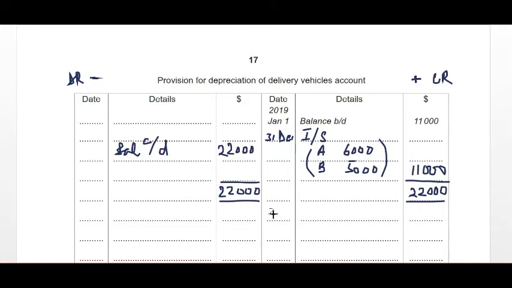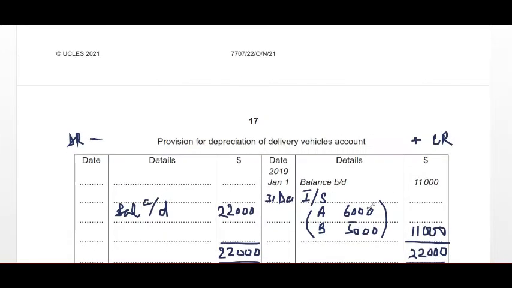Now remember, in 2020 they were selling off motor vehicle B. Whenever we are selling off any asset, any depreciation that has been appearing in the books related to that asset must be written off. We do that because that asset is no longer a part of our business. So any depreciation in relation to that particular asset must be written off.